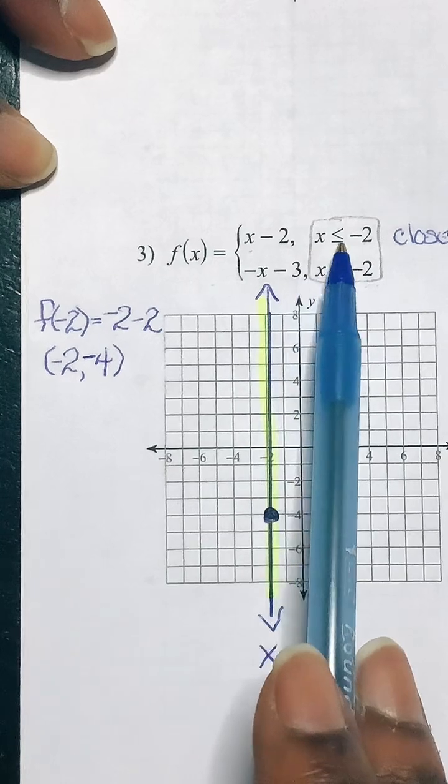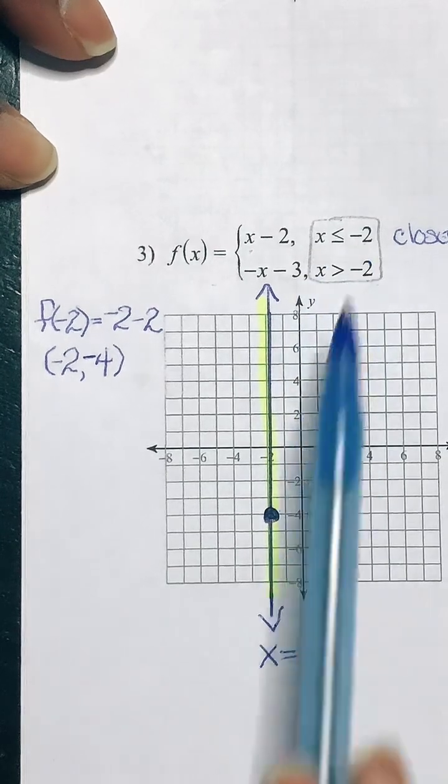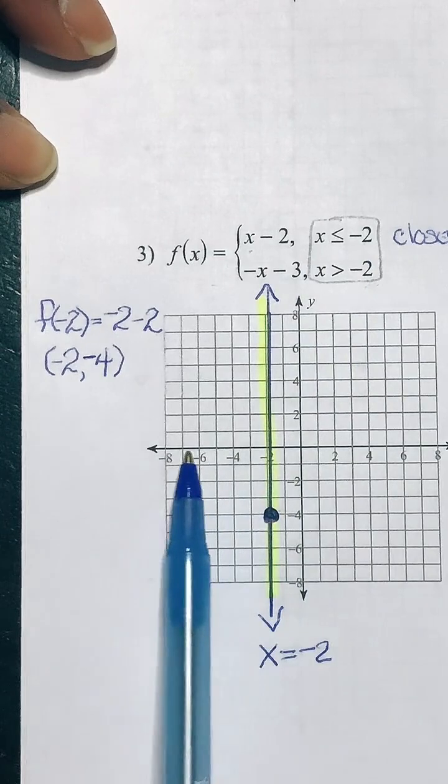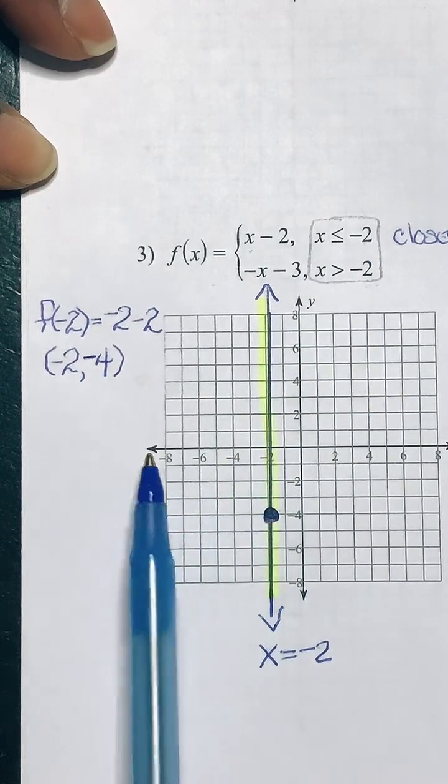All right, so yes, we're going to be looking at the left side of that boundary line because since it says x is less than or equal to -2, that means we're dealing with the stuff on the left-hand side of that boundary line.